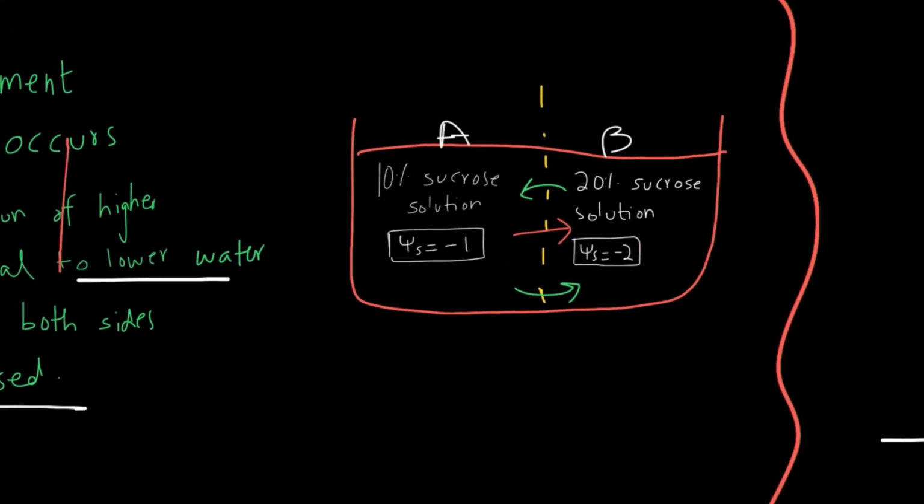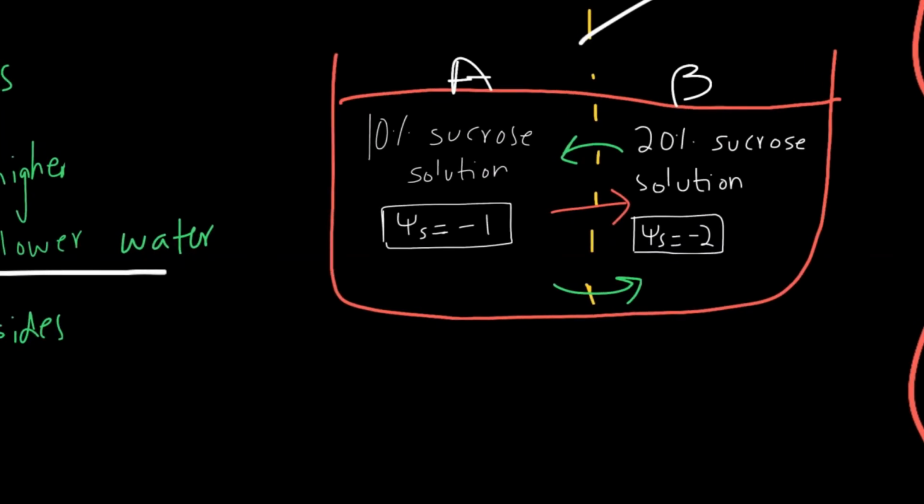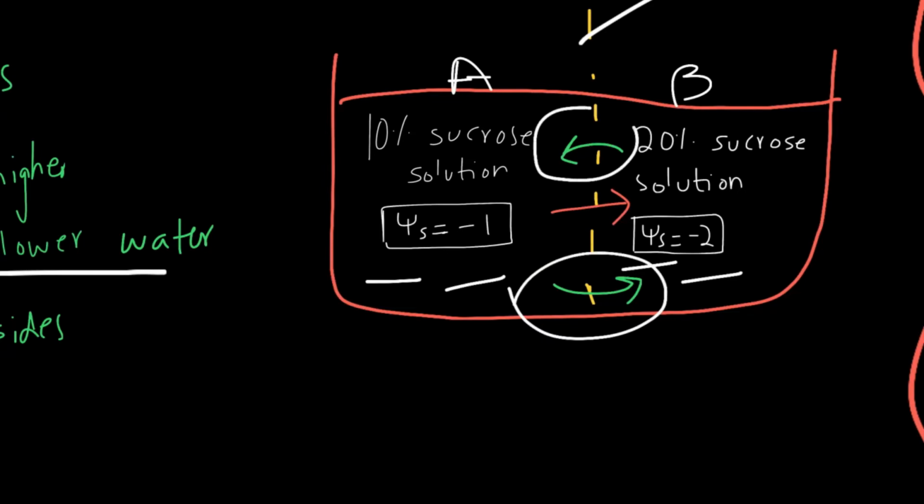And this is another example right here. Region A, this is a partially permeable membrane, as you can see. Region A has 10% sucrose solution, and region B has 20% sucrose solution. So as a result, region A has a higher water potential compared to region B. The net movement of water molecules will occur from region A to region B. As you see, movement is happening in both directions, right? These green arrows that I've drawn right here show that movement is happening both ways. But the red arrow shows that the net movement happens from higher water potential to lower water potential.